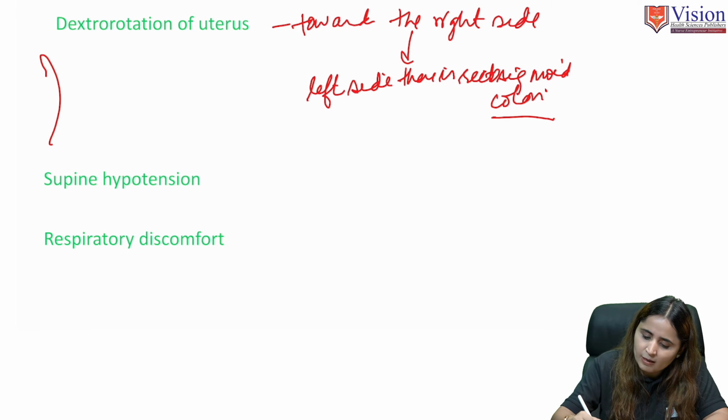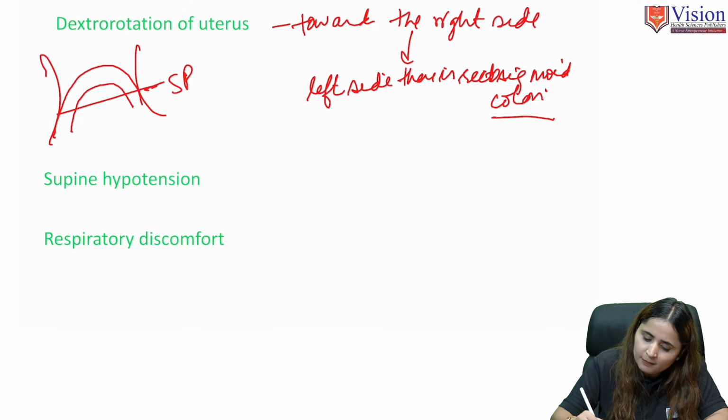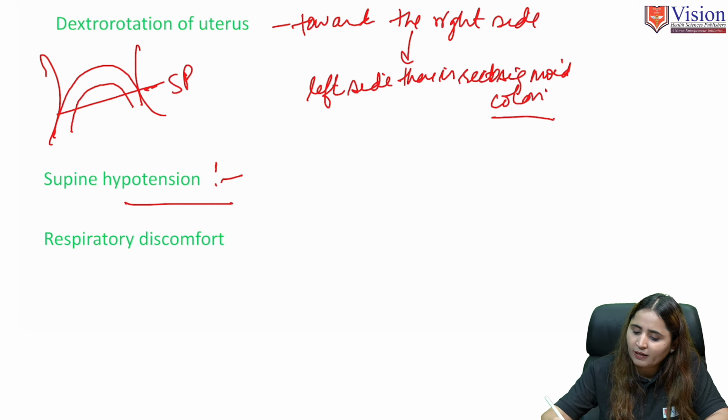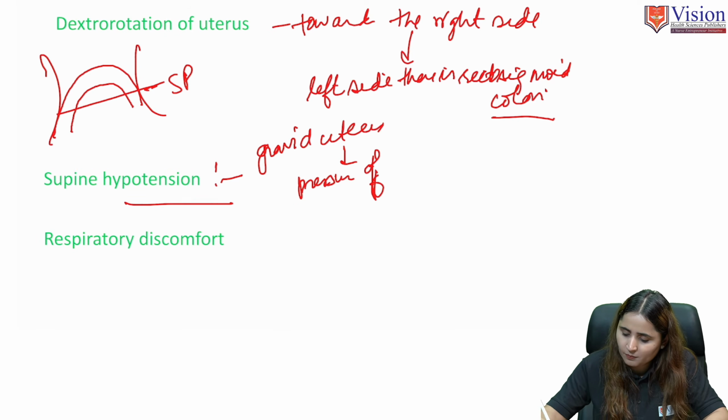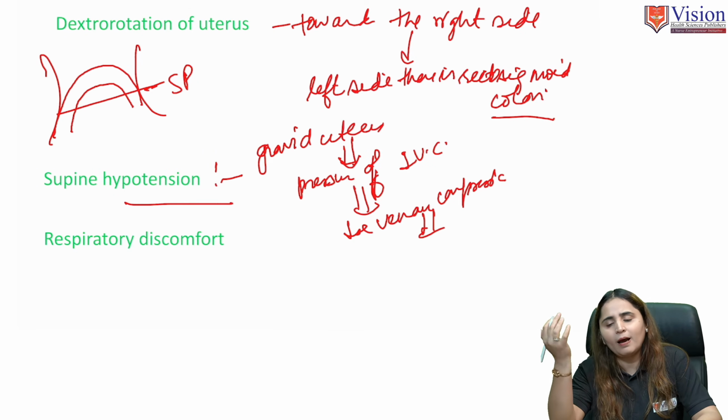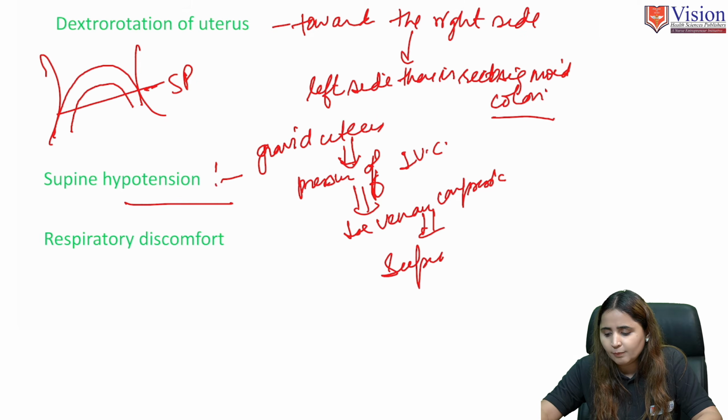And another change which happens is that the fundus of the uterus goes up. As the uterus is going upwards, it will lead to supine hypotension. Supine hypotension means this gravid uterus is putting pressure on the inferior vena cava, which will lead to decreased venous return, and there is dizziness, there is syncope, and there is supine hypotension in the mother.